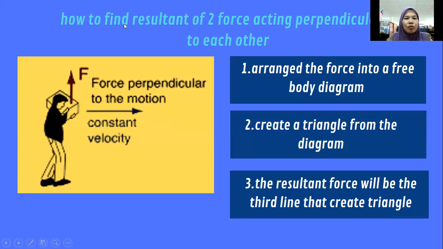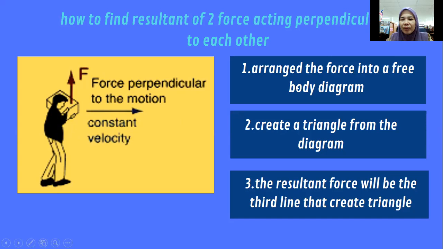How to find the resultant force of two forces acting perpendicularly to each other? Just now the forces acted horizontally, same goes for vertical. If both forces are vertical, you can straight away sum up the vectors of the forces. But if we have two types of force acting on the same object perpendicularly to each other, what do you need to do?